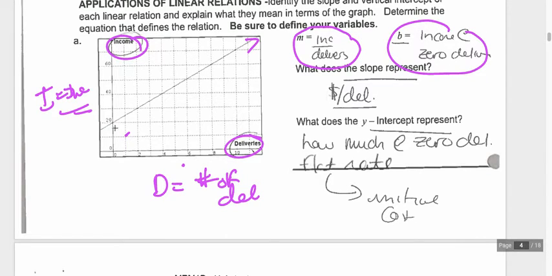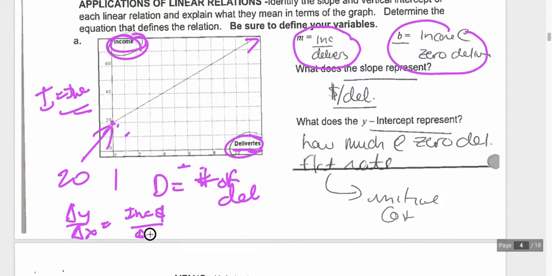Okay, so B would be this number here, which is 20. So you'd have 20 here as your B. And that would mean that if you made no deliveries, you would still make 20 bucks. So that would be your flat rate. And then the slope is it's always delta y over delta x. We look at units, it's going to be income in dollars over deliveries. So it's how much money you make per delivery.